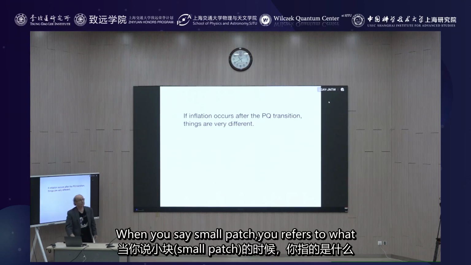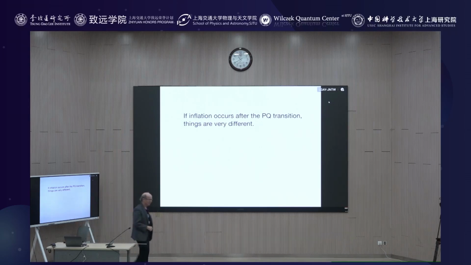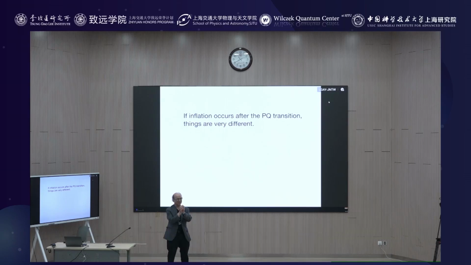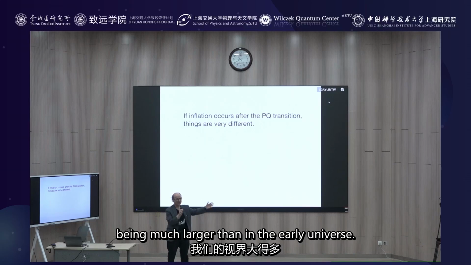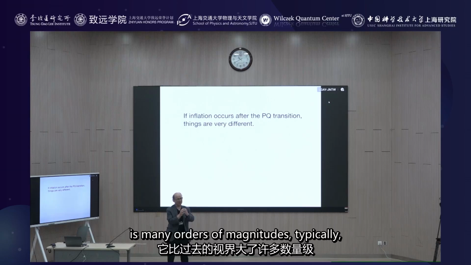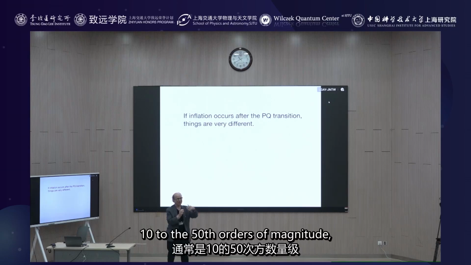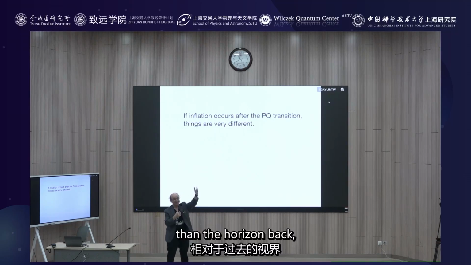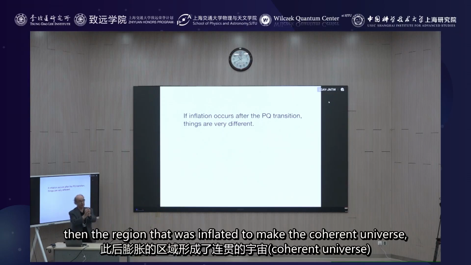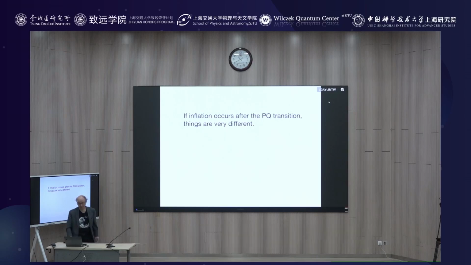Sorry, when you say small, you just mean small relative to what? Well, it means we're sort of in the reverse situation to what I described before. Instead of our horizon being much larger than in the early universe, in inflationary models, our present-day horizon is many orders of magnitude, typically 10 to the 50th or so, smaller than the region that was inflated to make a coherent universe.